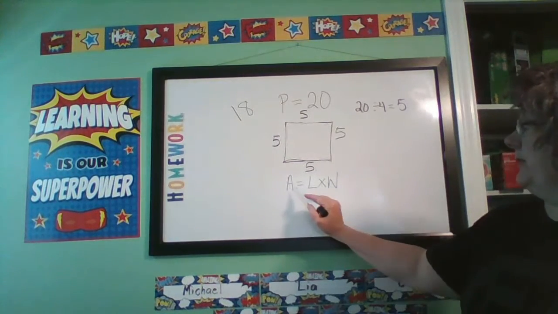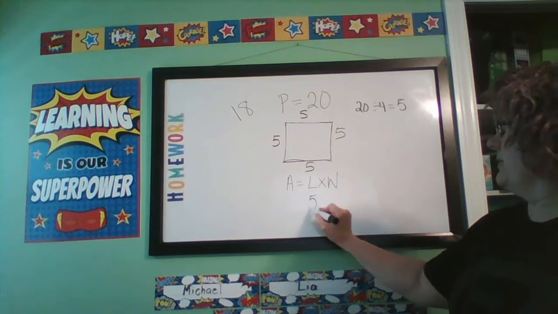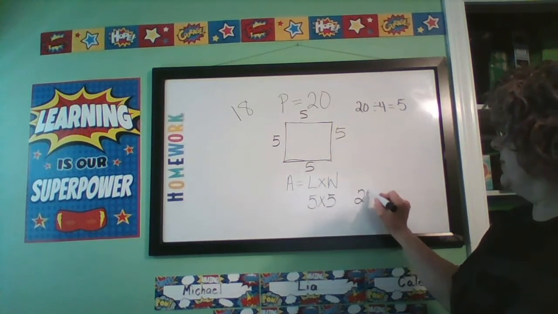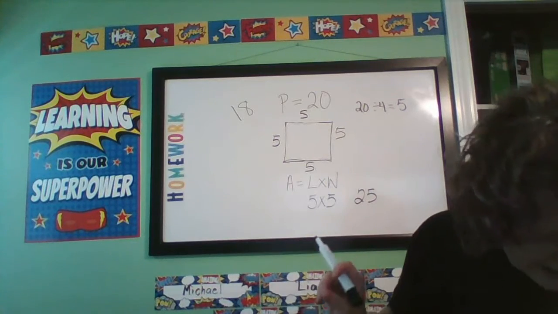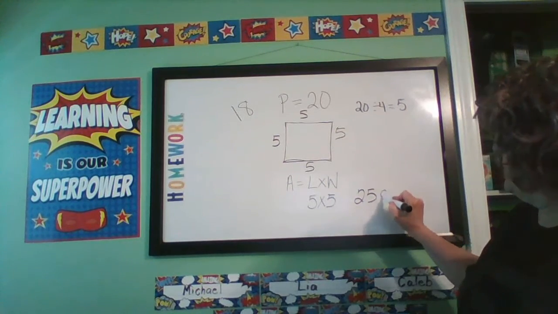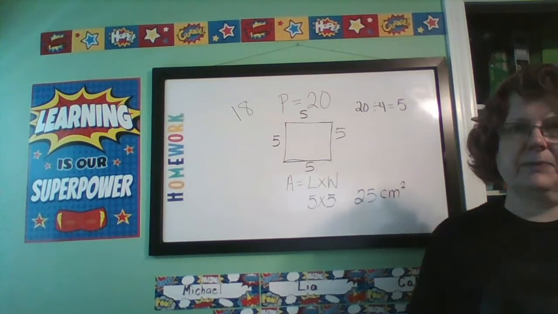Again, the formula for area is length times width. So I would do 5 times 5. So my area would be 25, and my unit is square centimeters. So centimeters, and then the little 2 means squared.